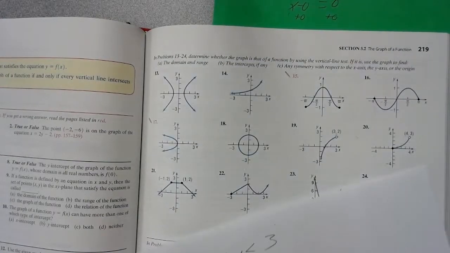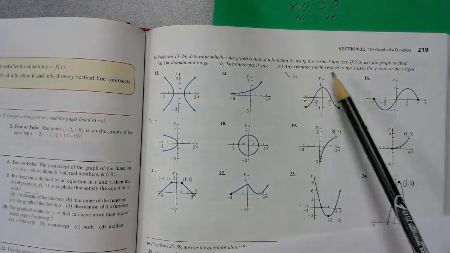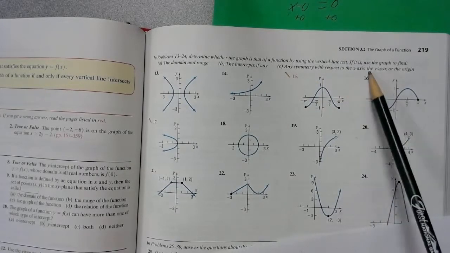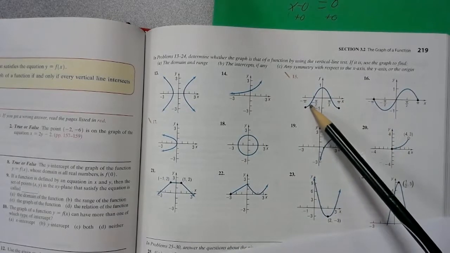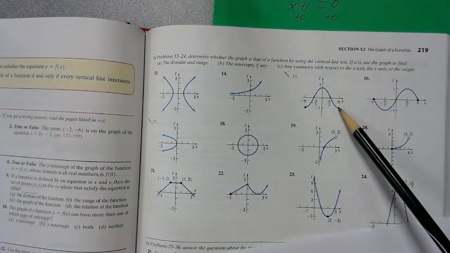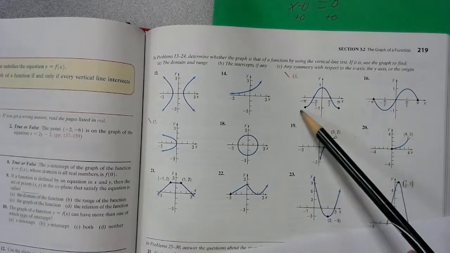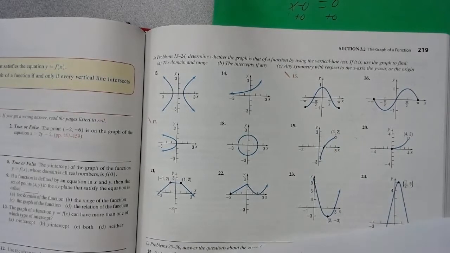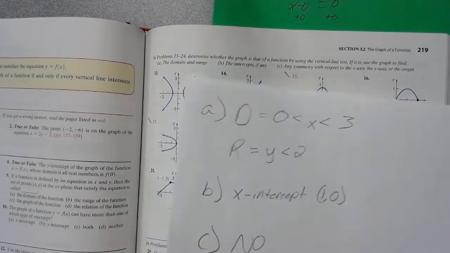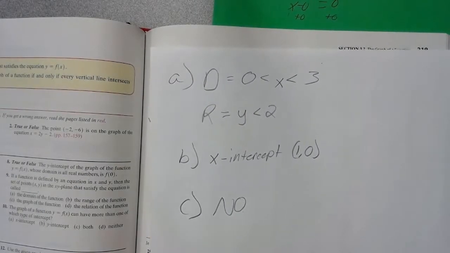Next, we're going to do C, and it says, is there any symmetry with respect to the x-axis, the y-axis, or the origin? Basically, symmetry is what you think of, is it symmetrical? Like on number 15, this side looks exactly like this side, so that would be symmetry to the y-axis. Does this have anything like that going on? It does not. So the answer would be no. And this would be your answer for number 19.